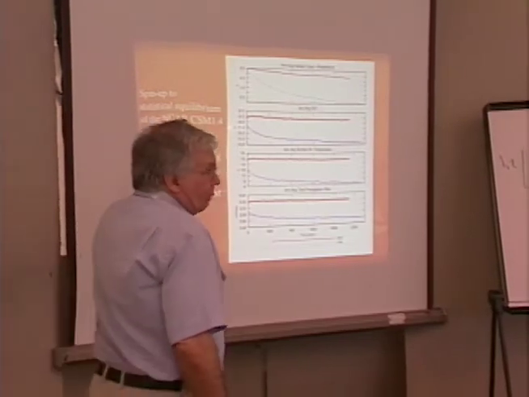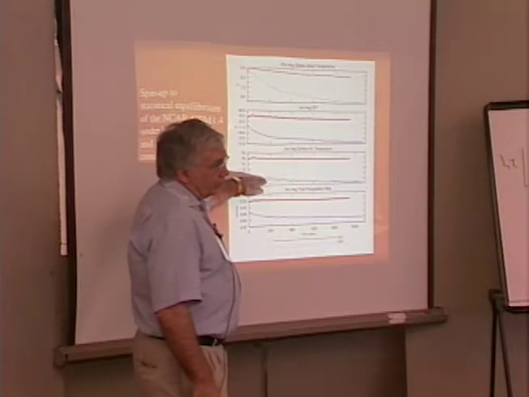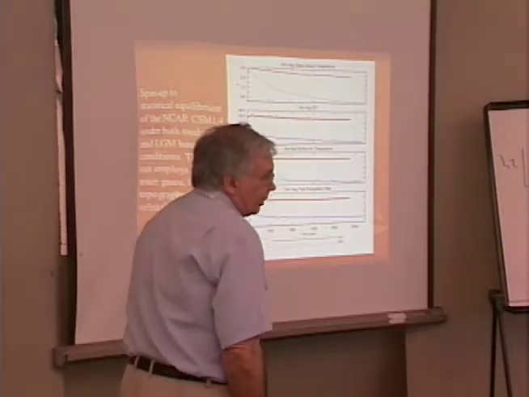So we spin this model up. We've had to spin it up for about 2,000 years to find the new statistical equilibrium, right? Which is an interesting comment in itself. Next.